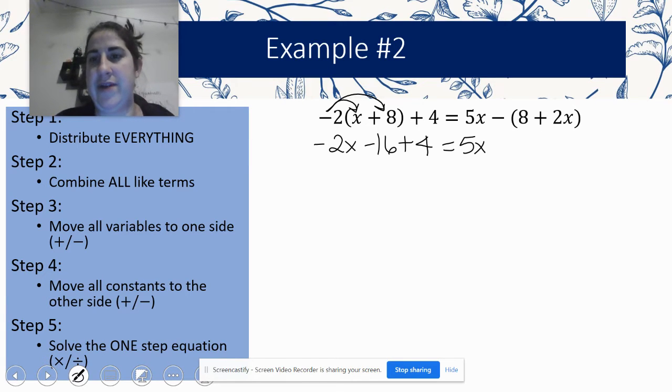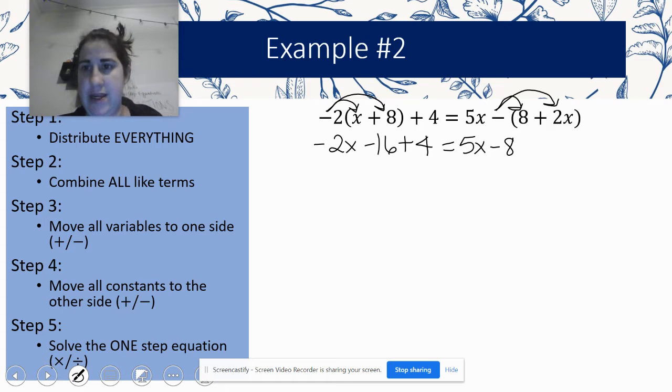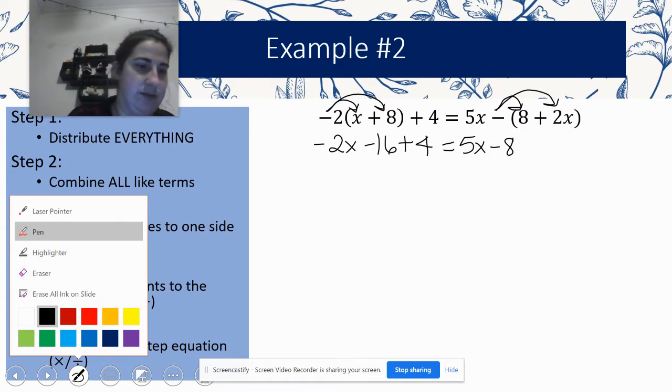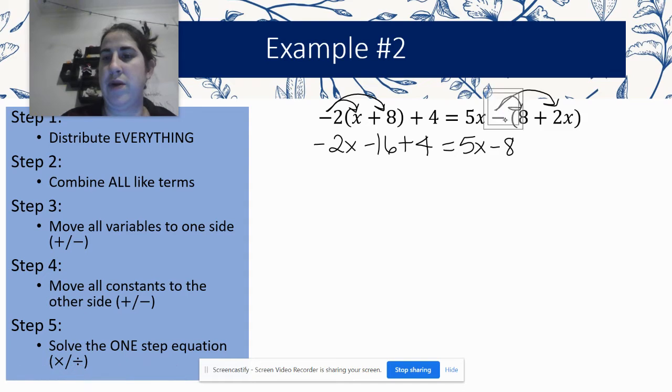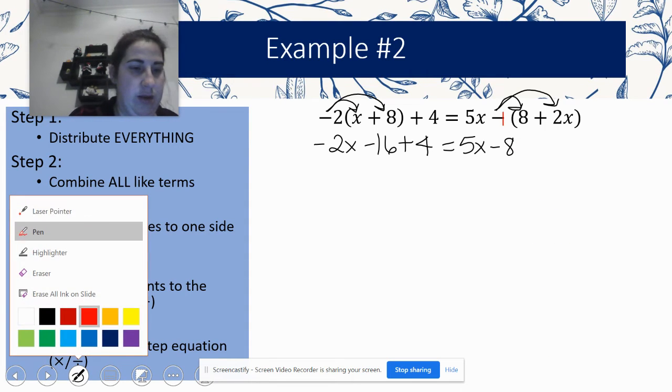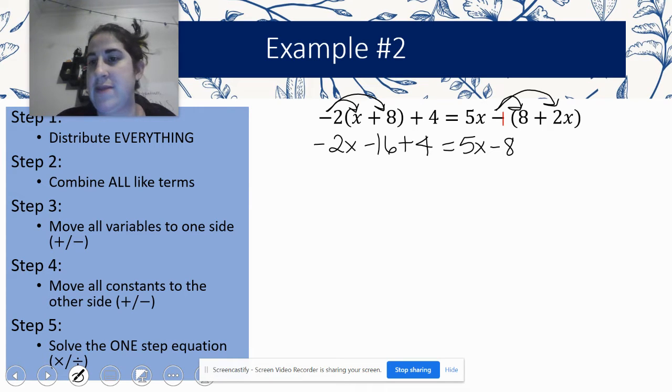All right, over here I do have a negative to distribute. Since that negative is there, we have to apply it to the parentheses. So I have minus 8 negative because there's an invisible 1. If you guys don't remember, there's a 1 right here that we're distributing. Okay? And then the negative 1 times positive 2x gives me negative 2x.